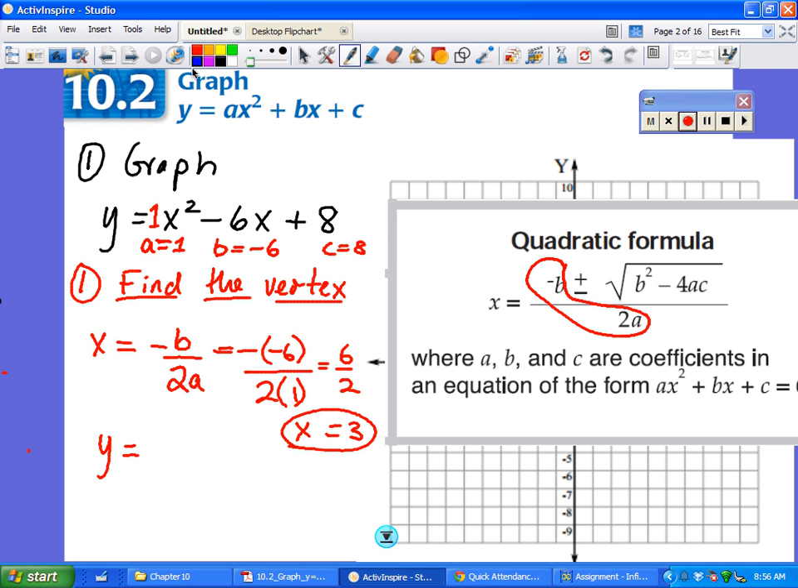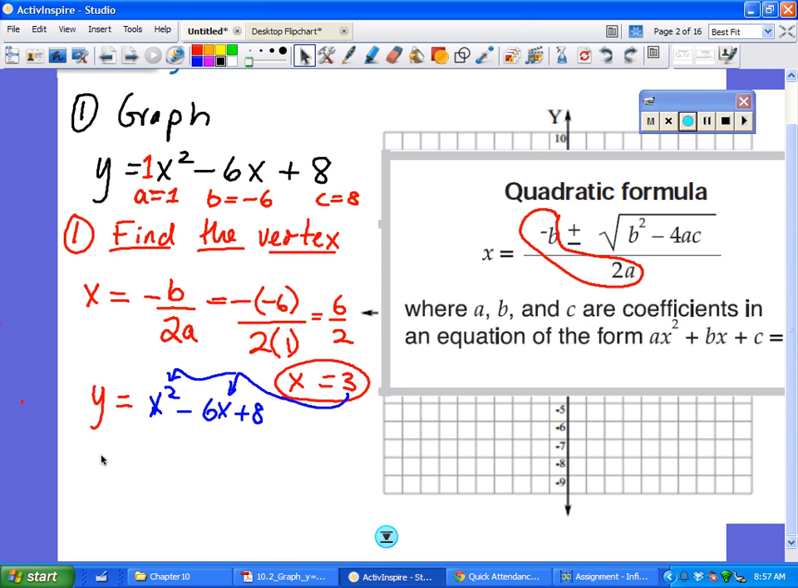Now, to find the y, you just plug it back into the original function. So you plug it back in. So you have, here's the original function, x squared minus 6x plus 8. And now you're going to plug in your x into here. Wherever you see an x, you're going to plug it into here to find y. Good? So, you can either do it mentally, or I suggest some of you to actually write it down. So we have, replace your x's with parentheses, and plug in positive 3 wherever you see an x. And then plug it in.